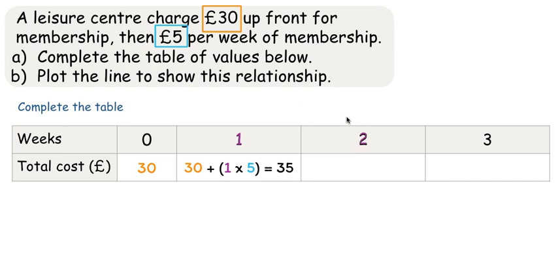Then if someone wanted 2 weeks of membership, they'd need to pay the upfront cost of 30 and then 2 lots of the weekly membership, which is £5. So the total cost will be 30 plus 2 lots of 5, which is 30 plus 10, which is 40. And then we can do the same thing for 3 weeks, which is equal to the upfront fee plus 3 lots of the weekly fee, which comes to 45.